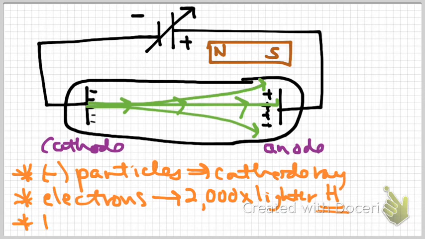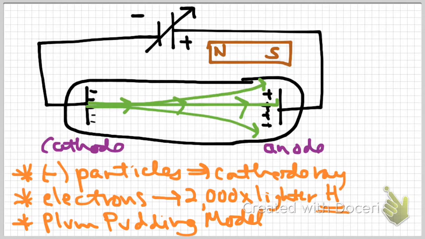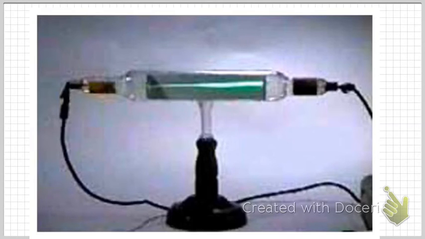As a result of the discovery of the electron, JJ knew that the model that Democritus had come up with for the atom could not be true. So he modifies it and comes up with his own model, which is referred to as the plum pudding model. Now, just to give you an idea of what that cathode ray tube really looks like, here's a photograph of one. You can see the wires leading off of the cathode and the anode, and you can see the cathode ray going down the center.